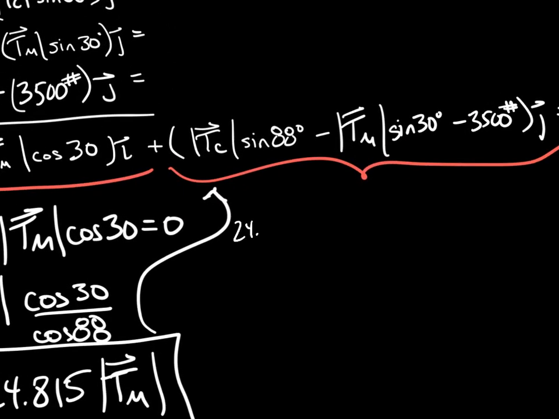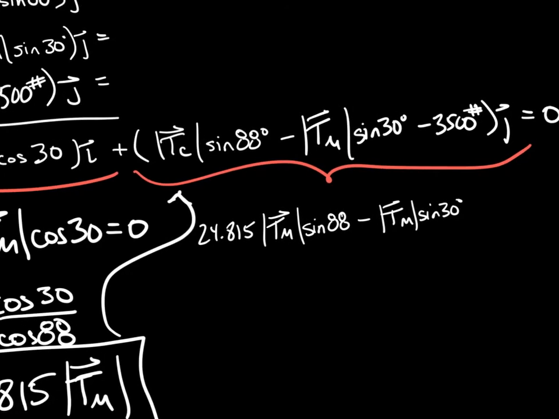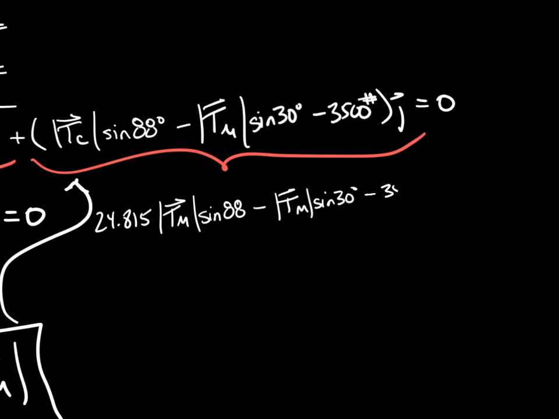So let's zoom in and solve that, 24.815. So I've got 24.815 TM sine 88 minus TM sine of 30 degrees minus 3,500 pounds equals 0. So this is my y equation, but I've plugged the x equation into it. And I'm no longer worried about the j because I'm only in one direction. So now we're going to solve for this.